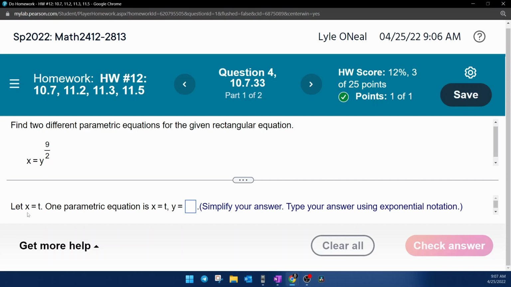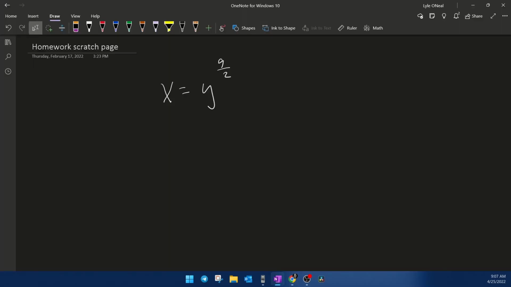So first it says let x equal t. One of the parametric equations is, well, x equal t because they told me. And if x equal t, we're going to have to find out what y would be. And so we're going to take this to our scratch work and do just a little bit of scratch work. And here we go. I've copied down my rectangular equation.